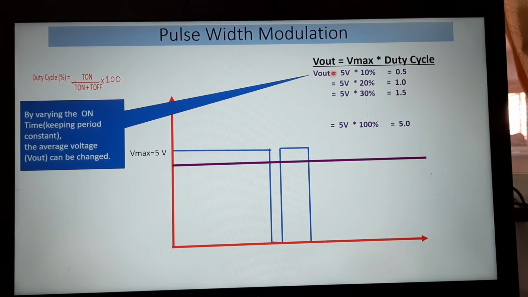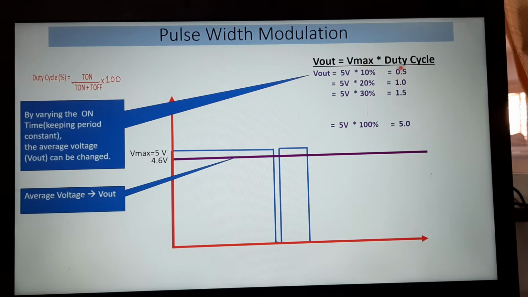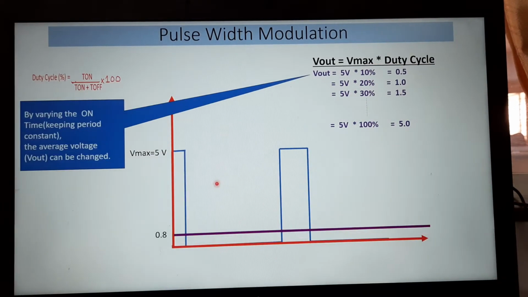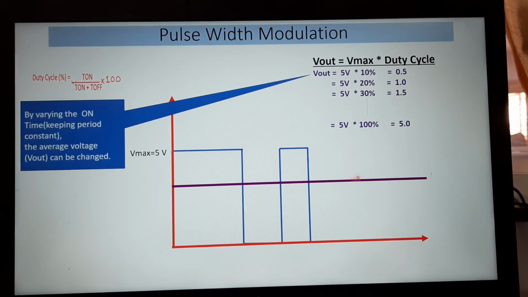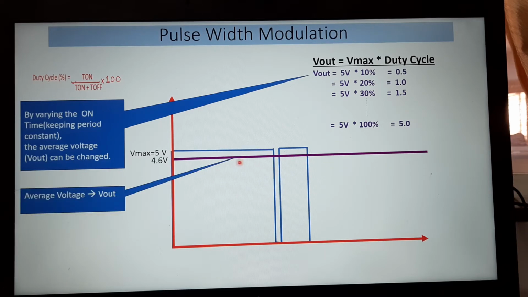The average voltage Vout is equal to 0.5 volts if the pulse width is 10% duty cycle. The average voltage Vout is equal to 1.0 volt if the duty cycle is 20%. So I mean to say, if you vary the duty cycle, there is a variation in the average voltage. We'll replay it again. I'm varying the pulse width. The outcome of varying the pulse width is the variation of the average voltage Vout.